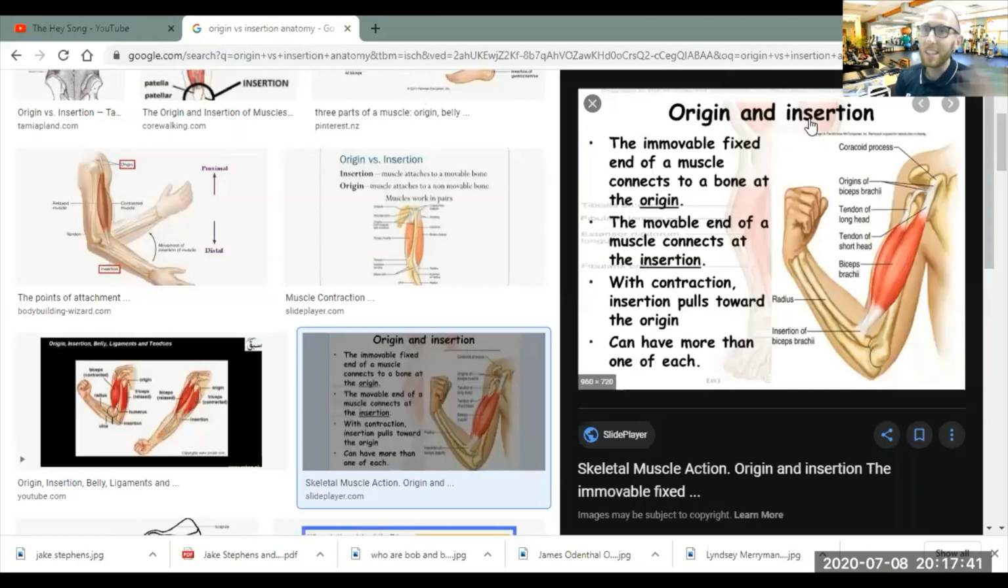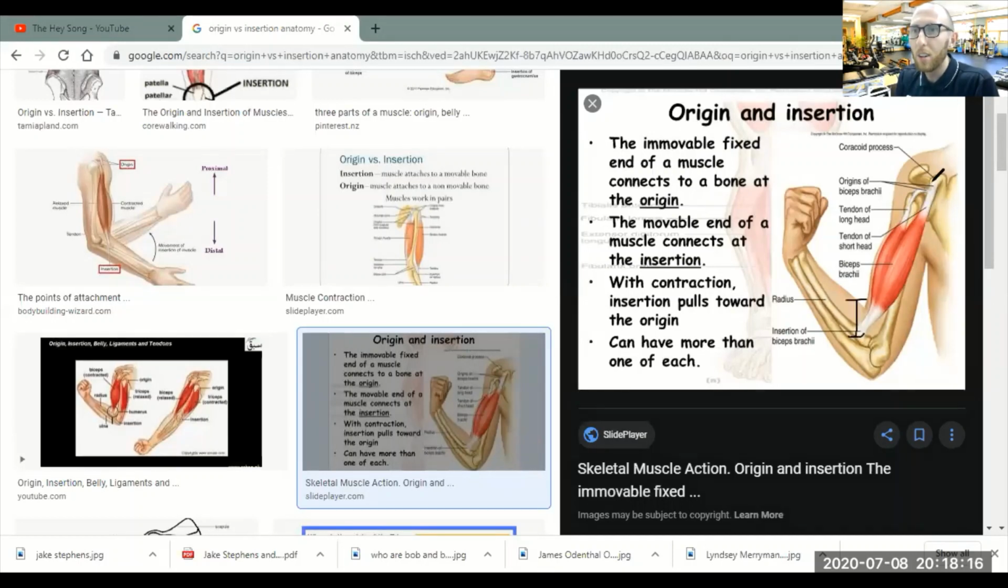Hey, real quick reminder of what origin and insertion mean. Origin is the attachment point of the muscle that's on an immovable fixed bone. It's typically closer to the trunk, and the insertion is on the movable end that connects the other side of the muscle. So if we're looking at the biceps, the origin would be up here at the shoulder, the coracoid process. The insertion would be down at the bottom.